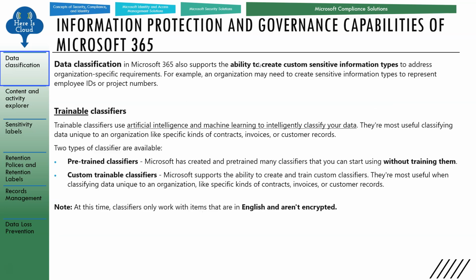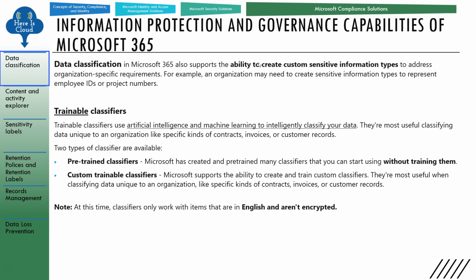And data classification also supports the ability to create custom sensitive information types to address organization-specific requirements. For example, your organization may need to create a sensitive information type to represent an employee ID or a project number. So those are examples of custom sensitive information types. Microsoft 365 also provides trainable classifiers, which automatically classify the information. So a trainable classifier uses AI and machine learning to intelligently classify your data.